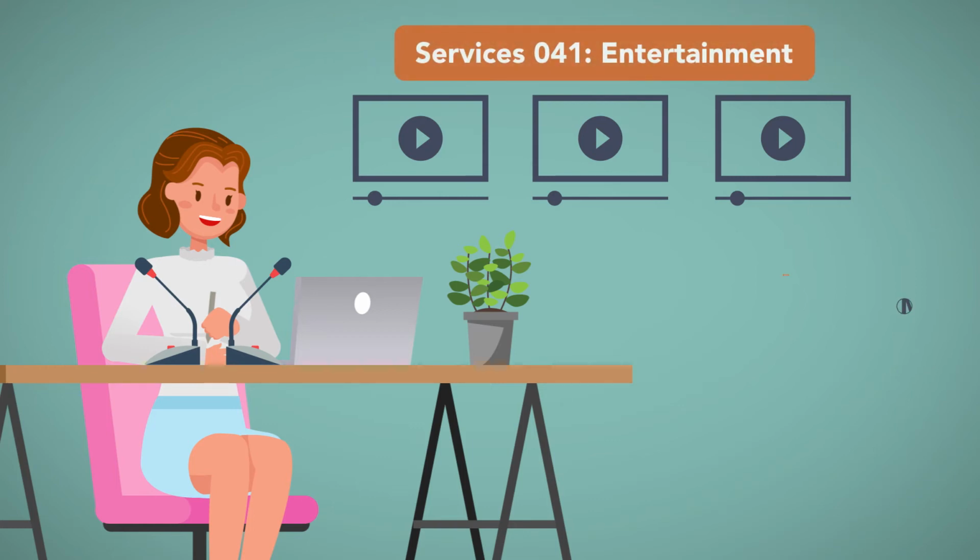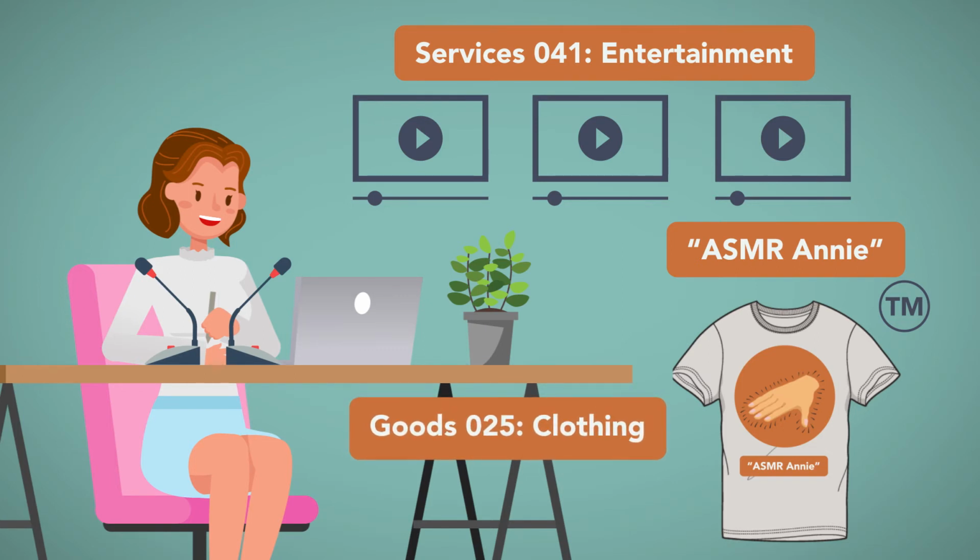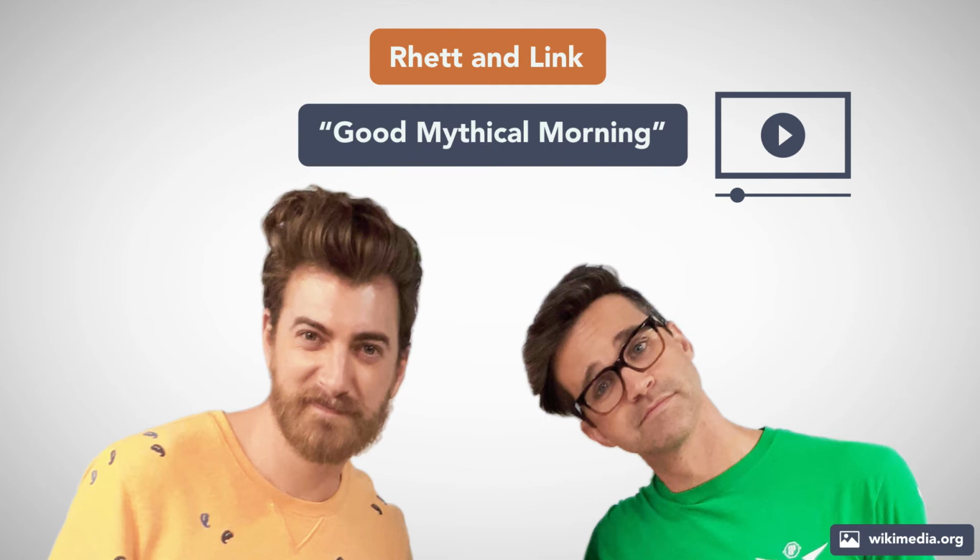She may also seek to protect the use of the video series name on merchandise she wishes to sell, such as t-shirts, which would require the inclusion of another class of goods for the application. This example can be seen in practical use by taking a closer look at the YouTube comedians Rhett and Link and their ongoing web series, Good Mythical Morning.